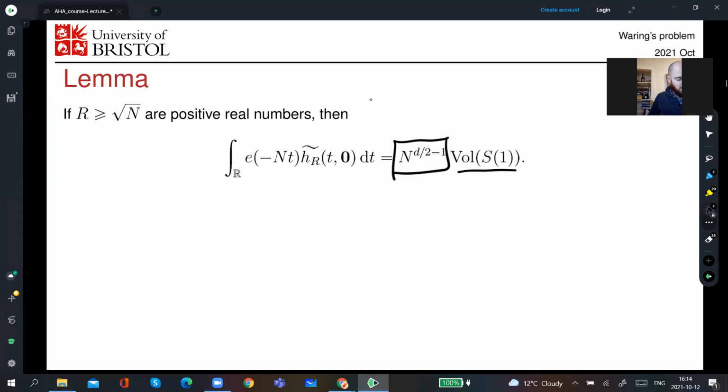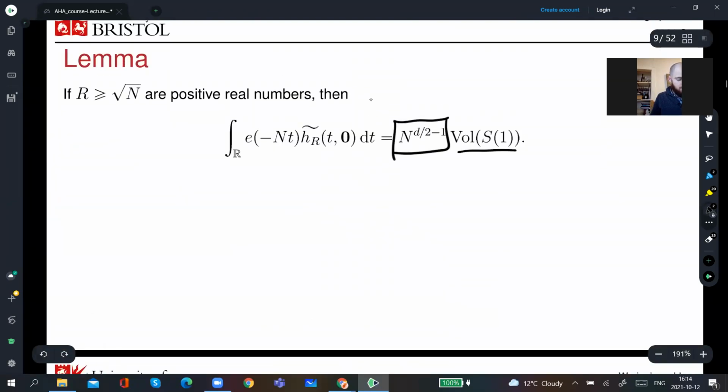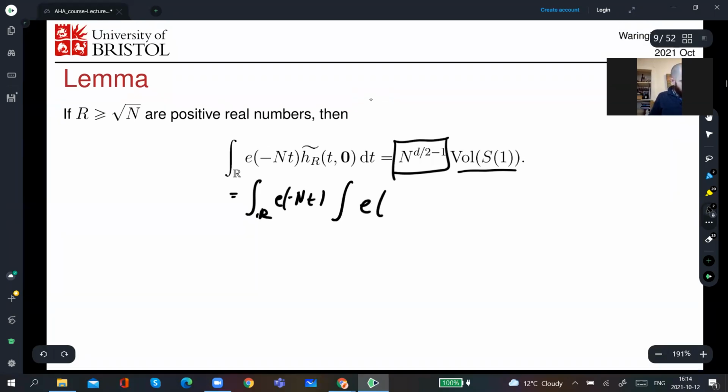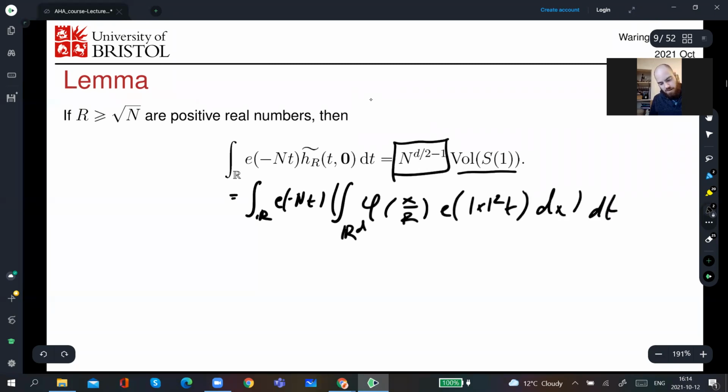So I'm going to write this back out as the integral over r of e to the minus 2 pi i nt minus nt, the integral of phi of x over r, this is over r^d, e of x squared t dx, then dt.